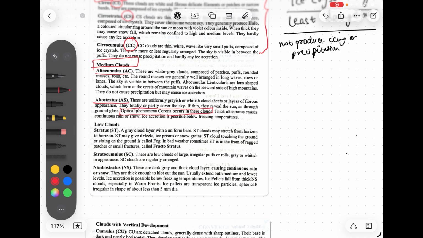Then in altocumulus, you need to know that they're white-gray clouds. You could just read through it; there are different types of clouds. Now there are altocumulus lenticularis clouds, which are lens-shaped clouds. You can just Google and see the pictures, I have not put pictures here. They also do not cause precipitation, but they may cause ice accretion. These are the lines I'm marking. Just read that, and that's enough for you to know which cloud has what.